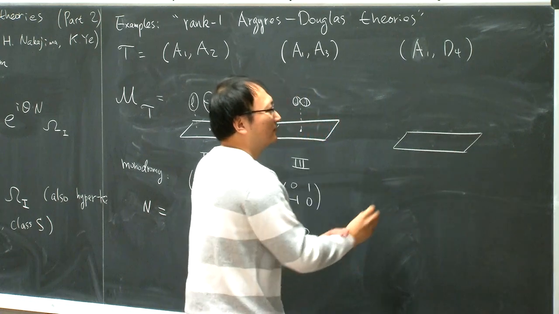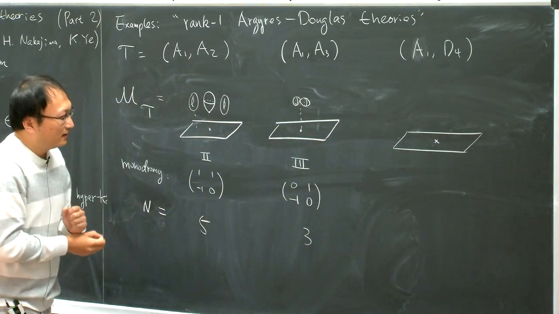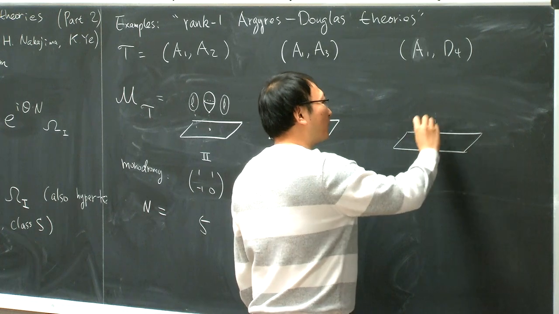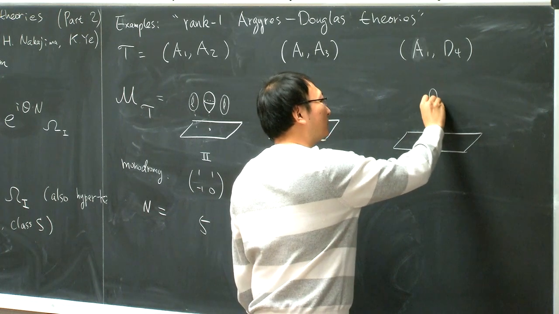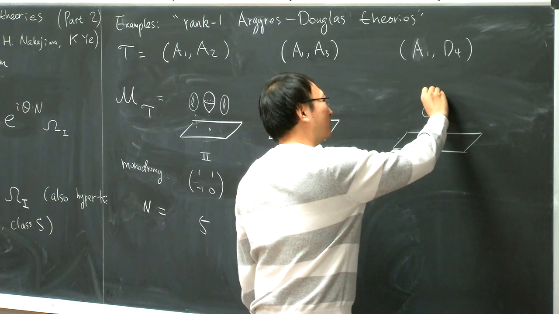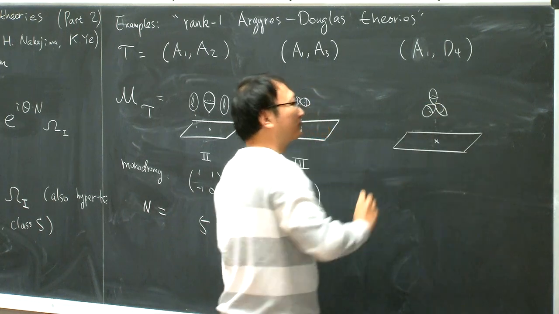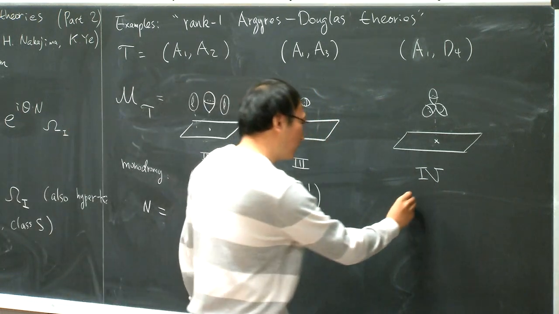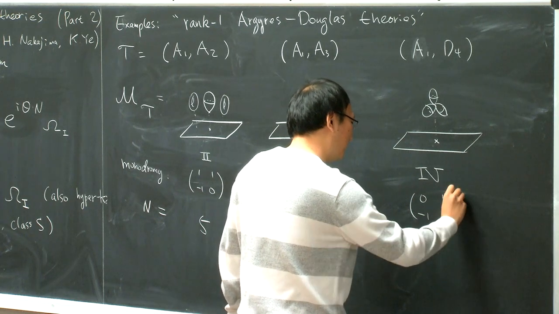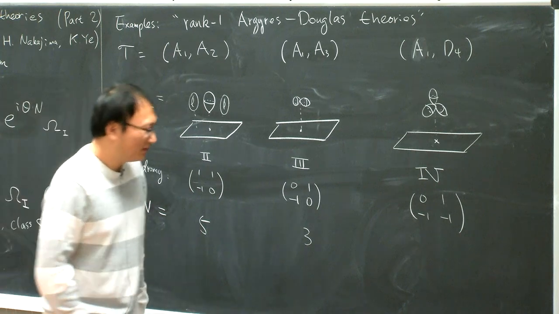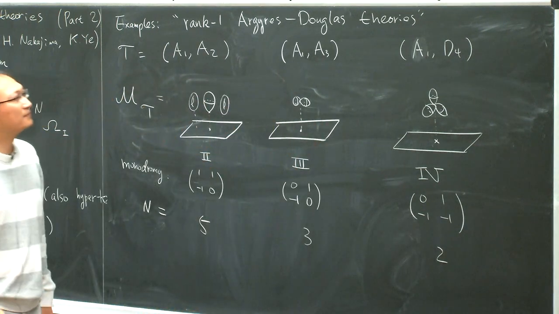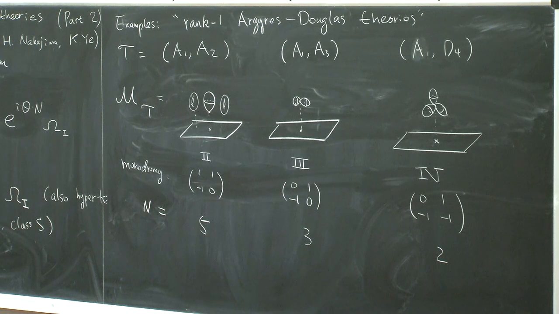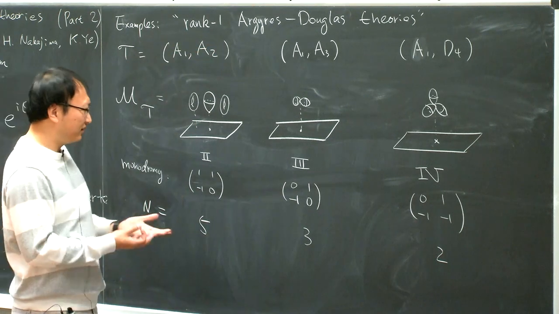For the last one, again, the base of the fibration looks like this. And over this special point, the singular fiber looks like the following. This is type 4 singularity. And the monodromy is going to be given by 0, 1, minus 1, minus 1. And for this theory, n equals 2. So you see that there are actually interesting theories that belong to the second class. If you go to higher rank, then there are many more.